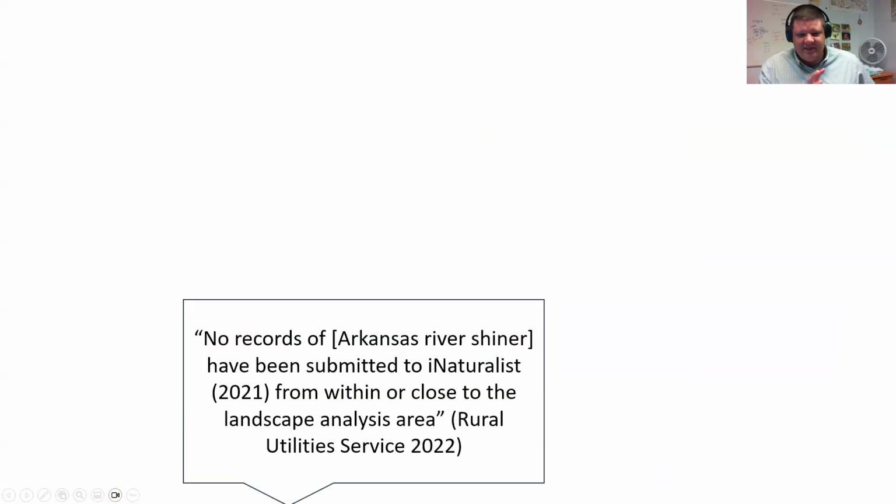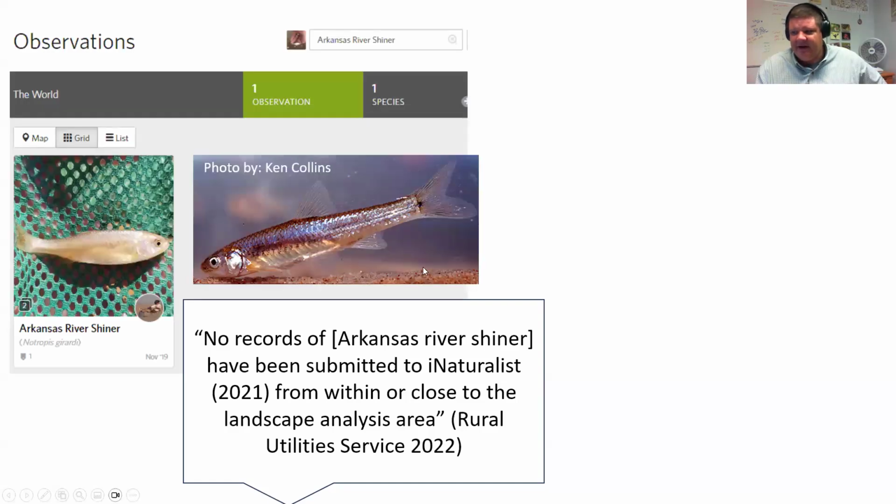Now, I know this is a little bit US centric, but here's where I think it is really important no matter where you are. This is a direct quote from one of the environmental impact statements. "No records of Arkansas river shiner have been submitted to iNaturalist from within or close to the landscape analysis area." In other words, they're saying this species of interest that we need to think about and account for, from a permitting regulation perspective, hasn't been seen in the landscape analysis area through iNaturalist. However, if you go to iNaturalist, there's only one observation of Arkansas river shiner on all of iNaturalist, right?